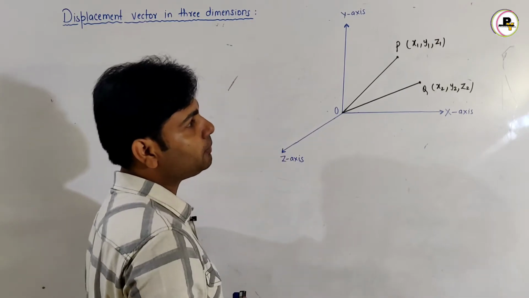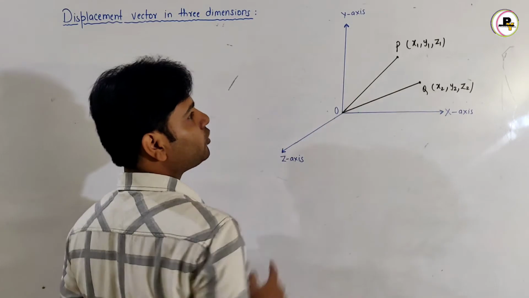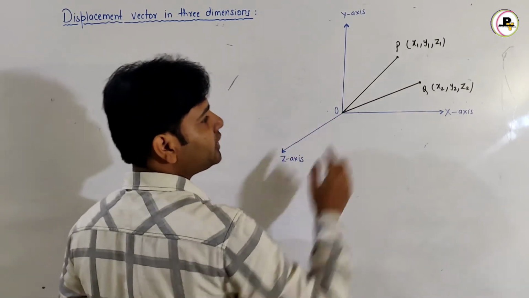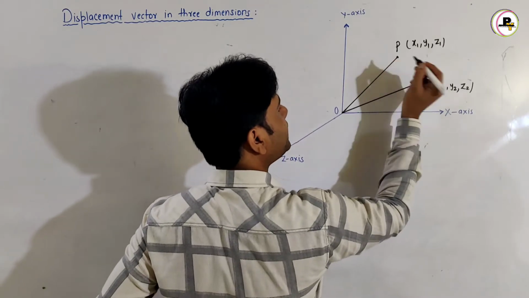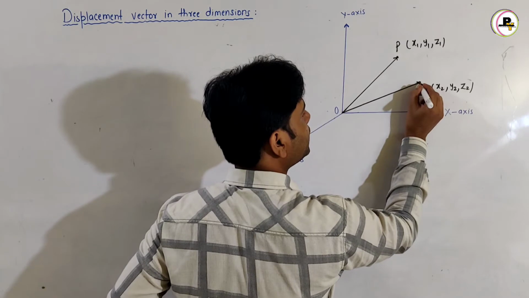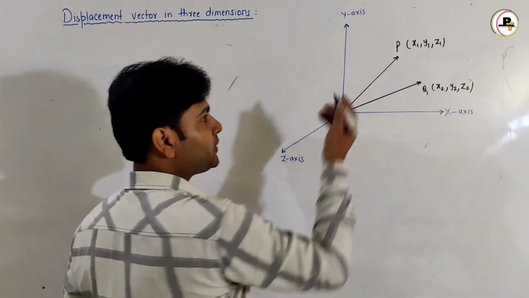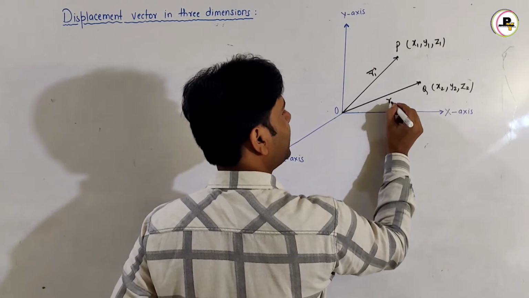So to find the displacement PQ vector, first of all I need to find the position vectors of point P and point Q. So I will put the arrowhead at point P as well as at point Q in order to find its position vector. Suppose this is given by r1 vector and this is given by r2 vector.